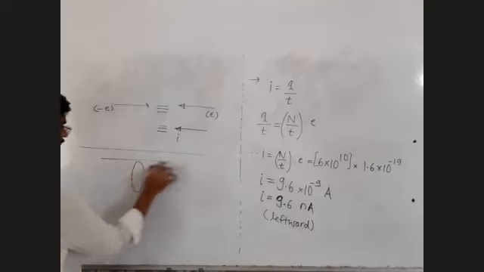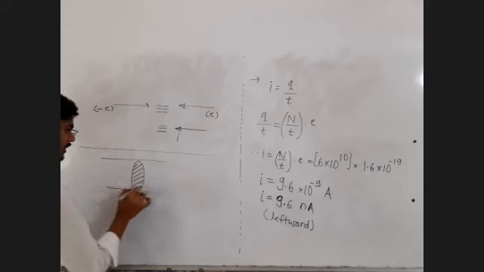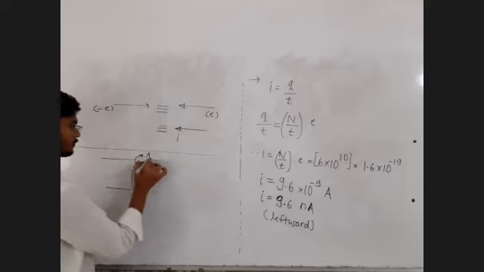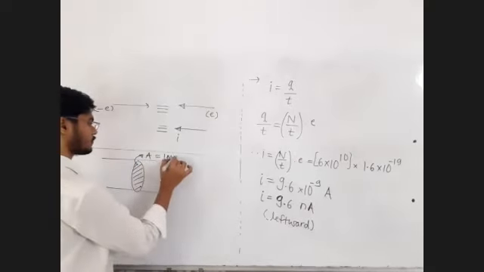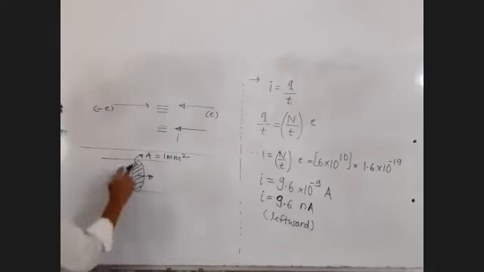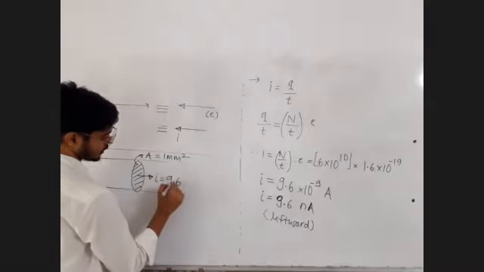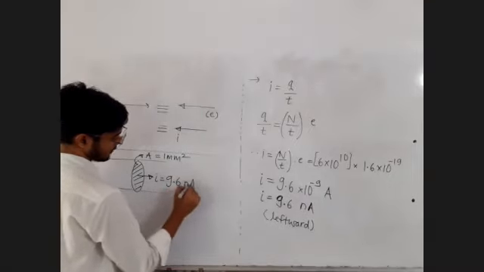That was a very simple task to find out current. And to find out current density, it is again a simple task. This cross sectional area is already given to you. That is equal to 1 millimeter square. Yes, sir. And the current you have just found out. What is that? It is 9.6 nano ampere.